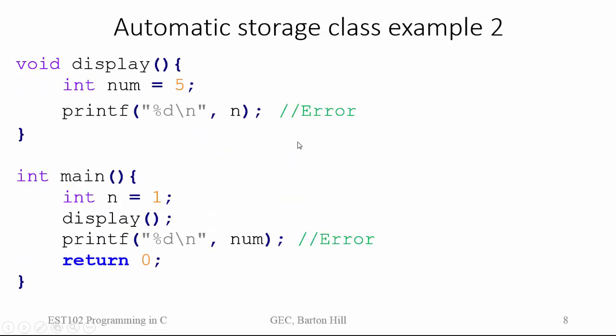Now this is one more example. This example uses a function. Here is a display function and main function. The execution starts from main function. Then when this statement is executed, memory is allocated for n. Let's say it is allocated at address 100. It is having value 1. Then display function is called.